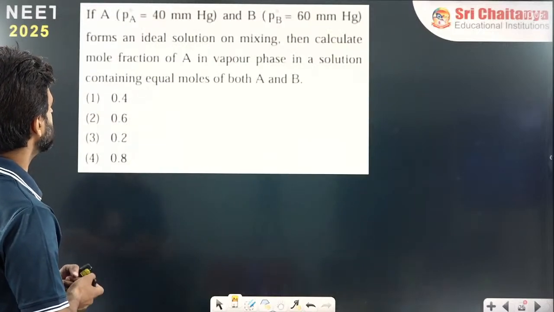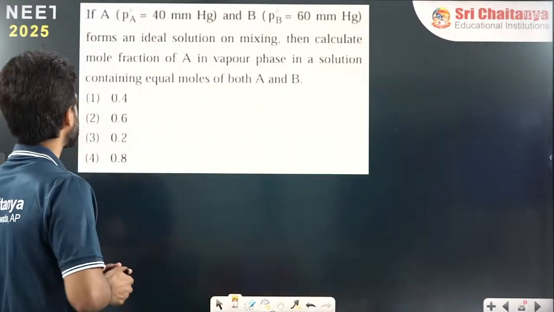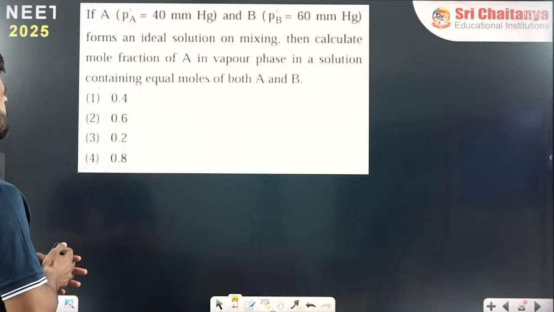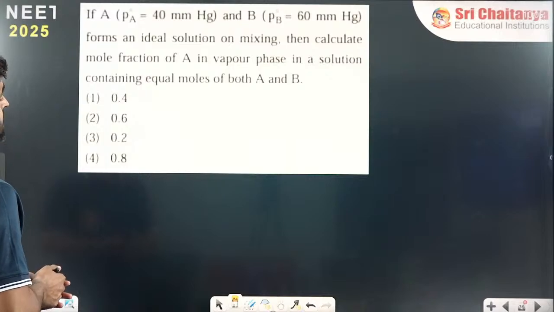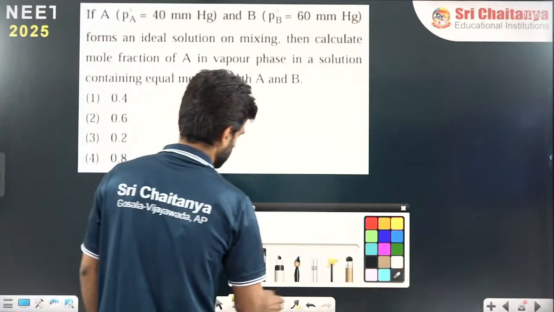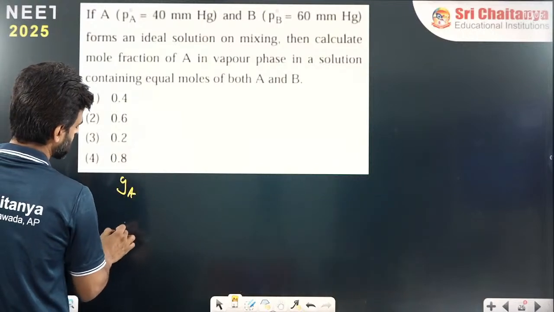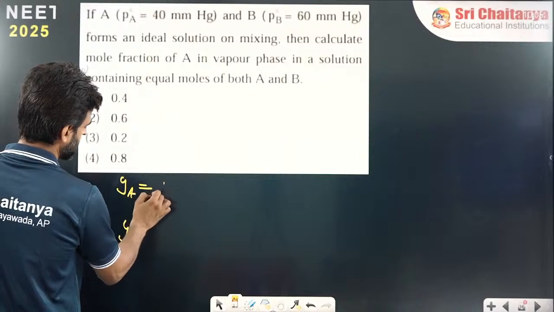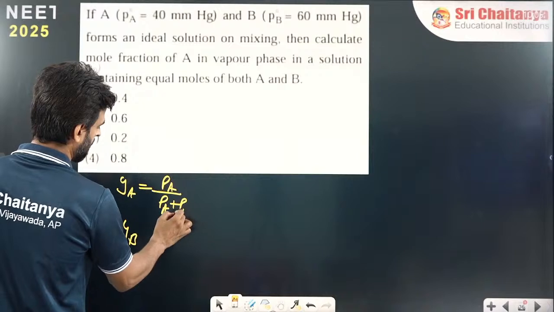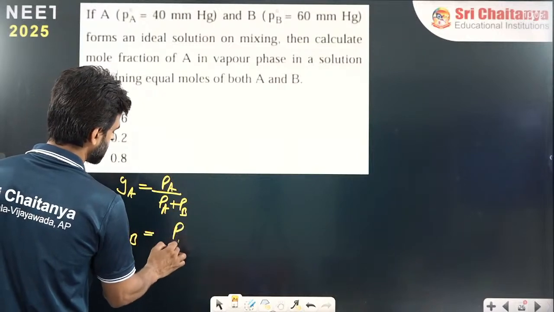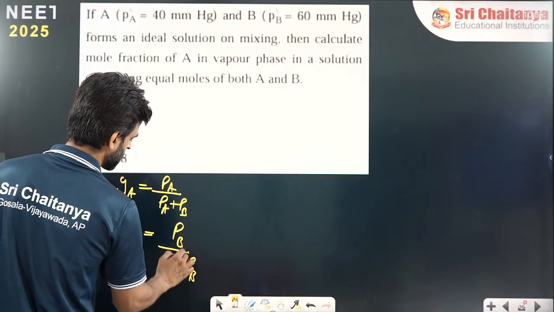The next thing is from Raoult's law. Okay, what they are saying here. If P naught A they give 40 mm and they gave P naught B also, they are saying in vapor phase. Okay, let us understand first of all. They are asking us YA. What is YA? What is YB? YA is PA divided by PT, means PA plus PB, right? And what is YB? It's PB divided by PA plus PB.